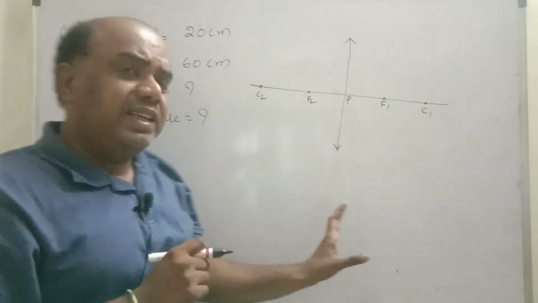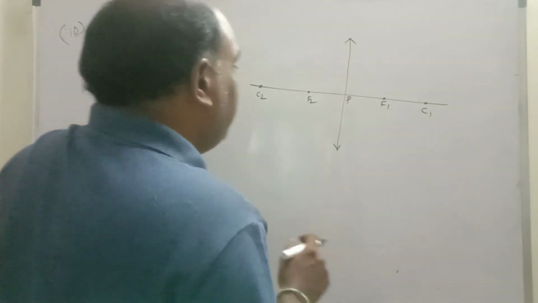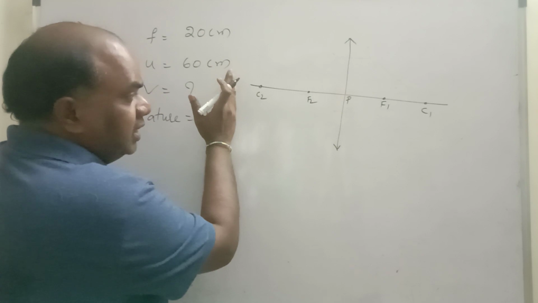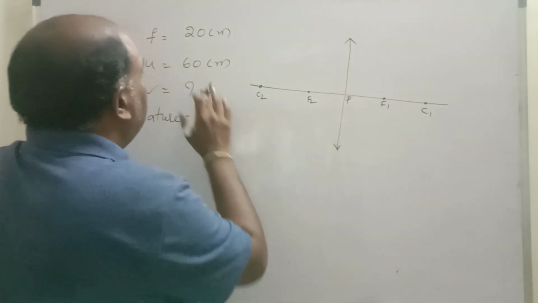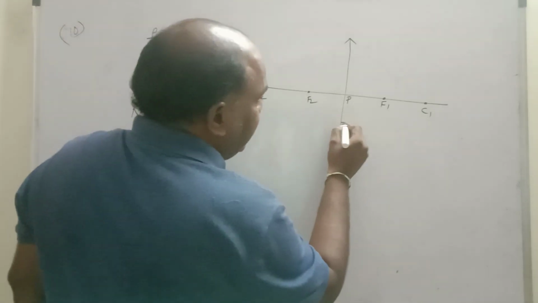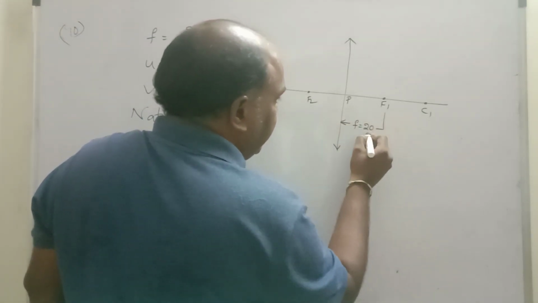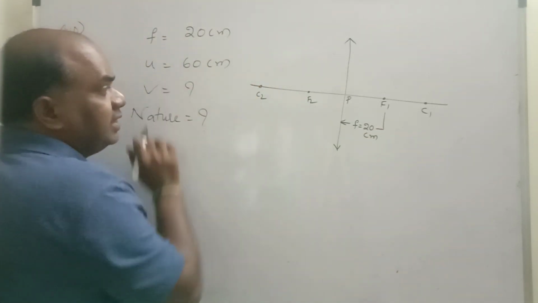Observe children, in all the cases you consider it as a double convex lens. That means the radii of curvature will be equal. Focal length is 20. If you place the object this side, definitely the image forms on the other side. Why? Because it is a converging lens. So focal length 20 means the distance between pole and focus is 20. This is 20 centimeter. Focal length is 20. Object is 60 centimeter.